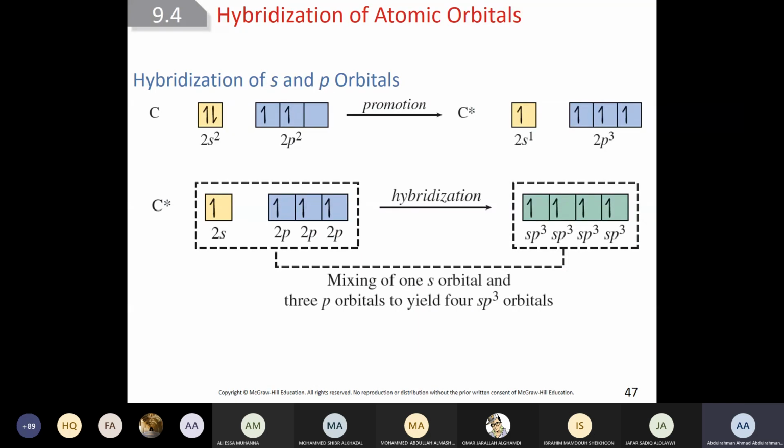Now, when we have CH4, all right, then what's the electron domain? AB4E0. What's the total? N plus M, 4. What's the hybridization? SP3D? No, sp3 only. sp3. So what are you going to mix?